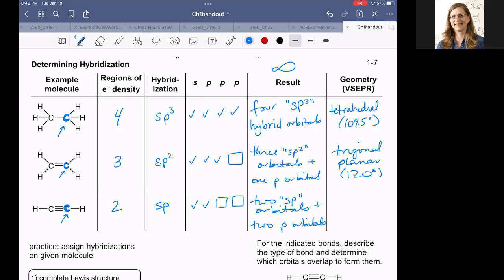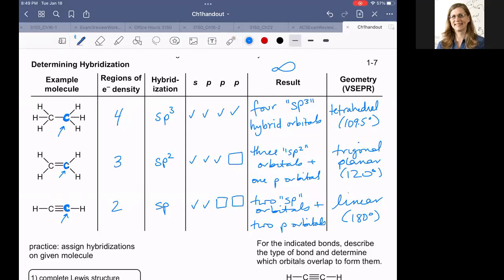Every sp hybridized atom looks the same, carbon atom especially. And with two regions of electrons, how do you spread them out as much as possible? You simply have a linear arrangement. You just put them 180 degrees from each other, and that will get them as far apart from each other as possible. So 180 degrees is the bond angle that we expect here.